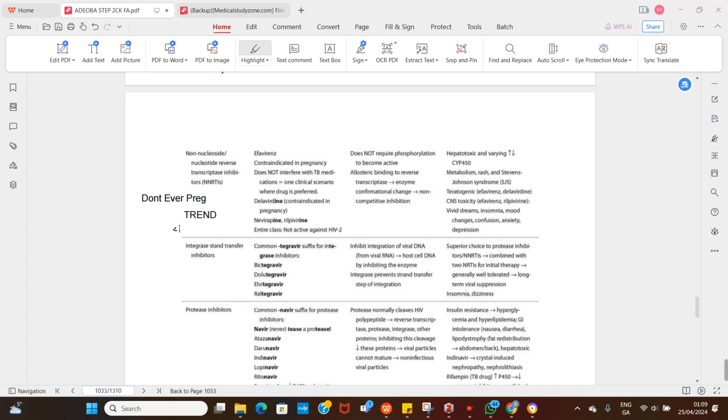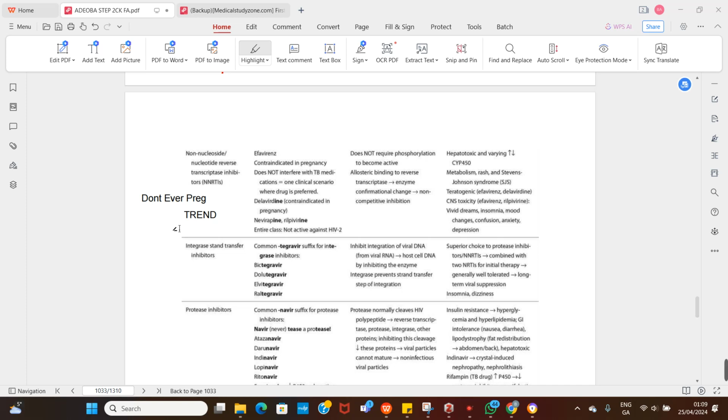So, that's the side effect that is common to them. Here, these ones generally are not friendly to the liver, they are not friendly to the skin, so they can cause rash, Stevens-Johnson syndrome, they can cause hepatotoxicity. Now, we've talked about the ones that are specific, efavirenz and delavirdine.